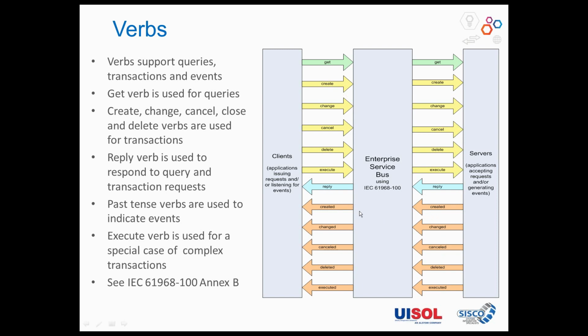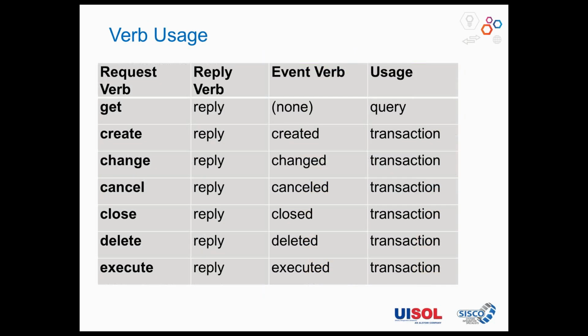These verbs are for events. So if you're transmitting an event back, like a last gasp, you're going to have a created in front of it, or a changed, or a canceled. If you're doing a create meter readings message, that's a transaction, so you would use a create. Okay, so that's how that one works. All of this can be seen in Appendix B of the standards. So there's a lot of information about verbs and how they work.